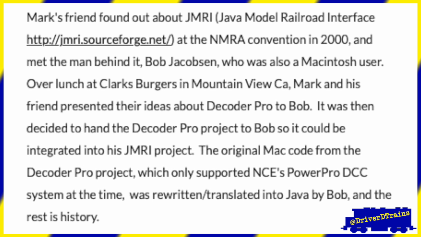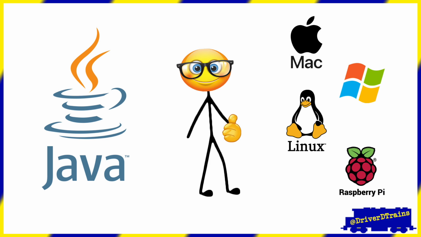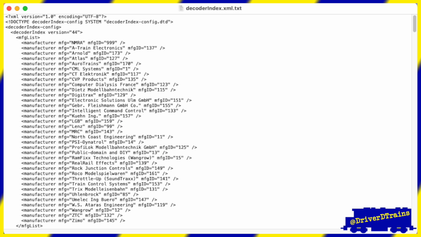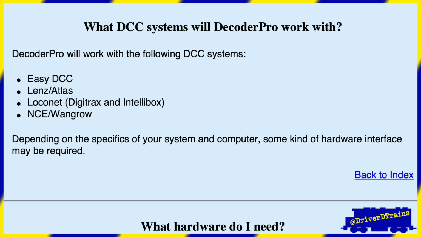Mark and Dave immediately decided to hand over their DecoderPro project to Bob so that it could be integrated into the JMRI project. Bob rewrote the program in Java, which made it compatible not only with a variety of computer systems, but also with many of the DCC decoders and command stations available at the time.